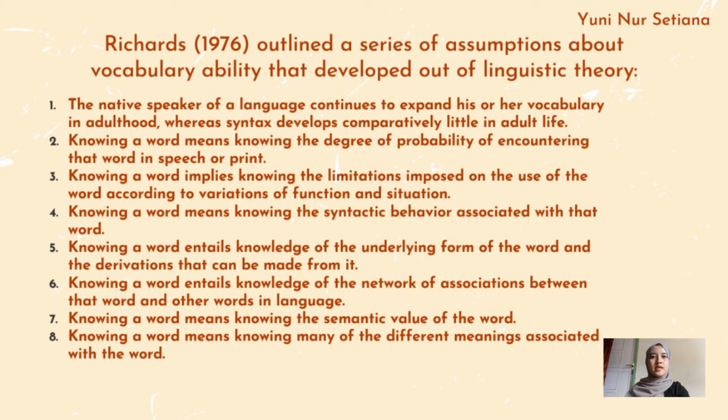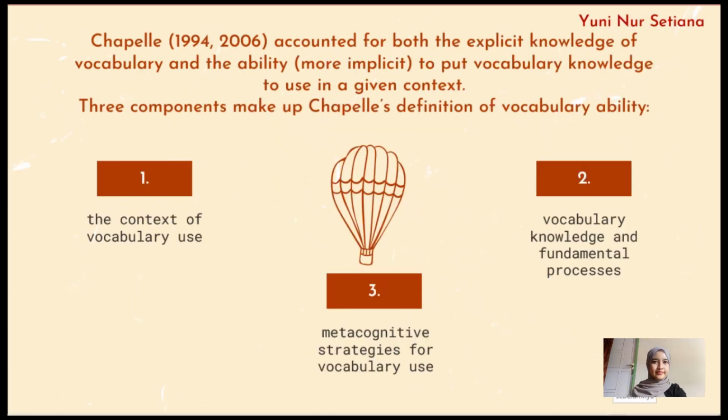Number 7 is knowing a word means knowing the semantic value of the word. And the last is knowing a word means knowing many of the different meanings associated with the word.